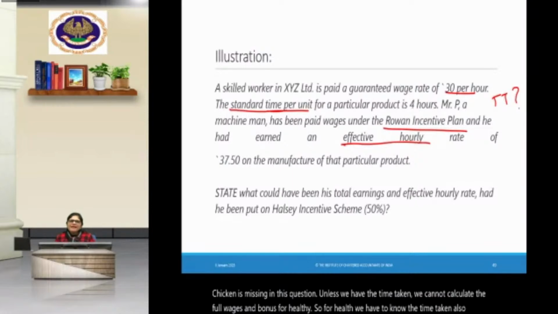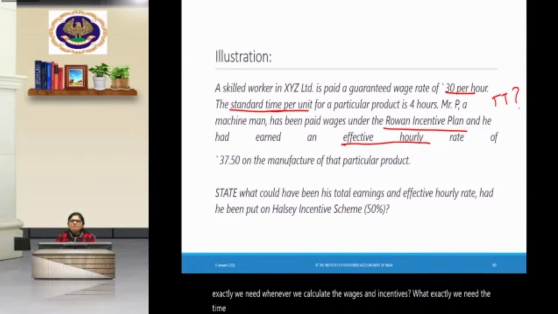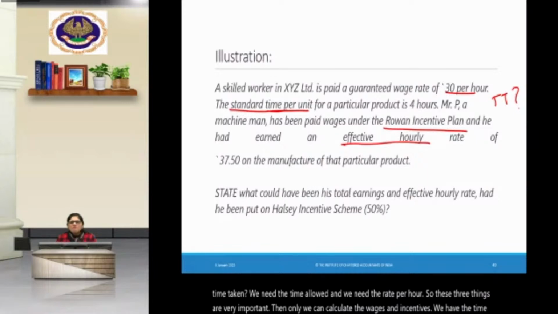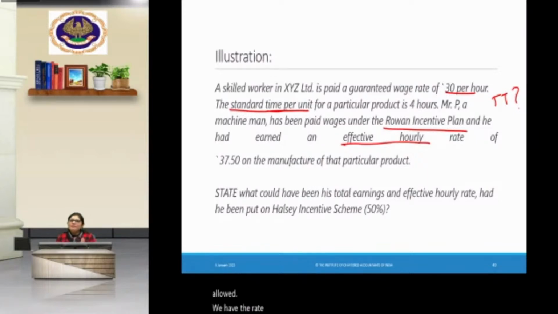So what exactly we need? Whenever we calculate the wages and incentives, we need the time taken, we need the time allowed, and we need the rate per hour. So these three things are very important. Then only we can calculate the wages and incentives. We have the time allowed, we have the rate per hour, but the third essential element, the time taken, is not there. So then let us see, we'll be working out.